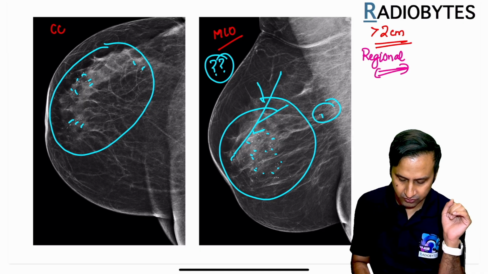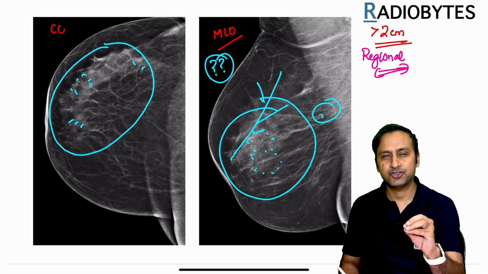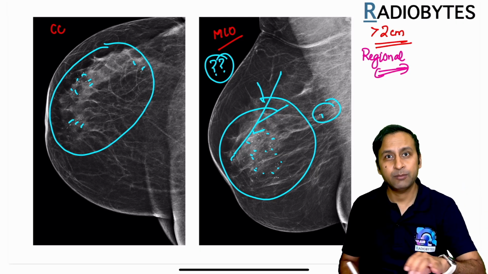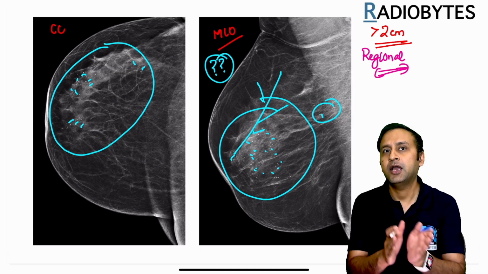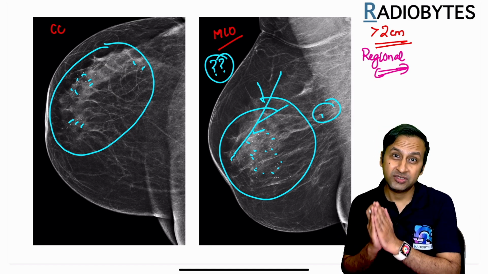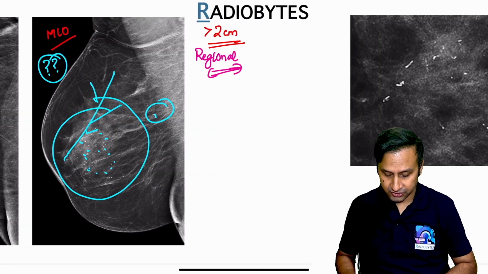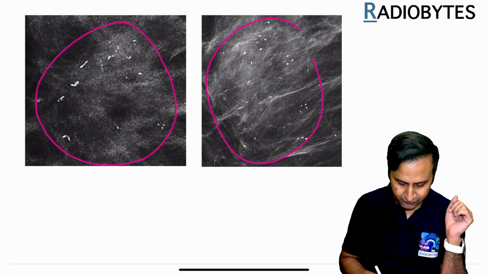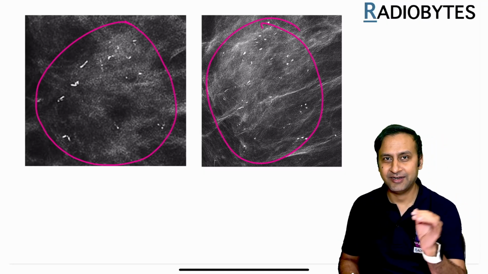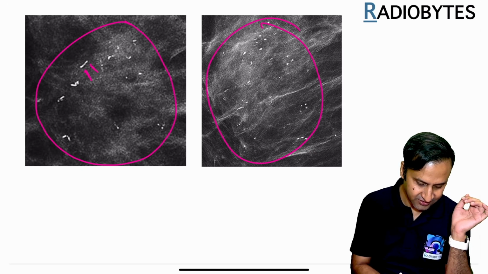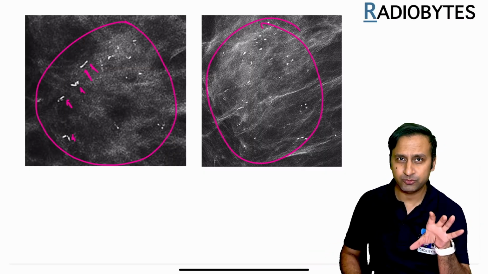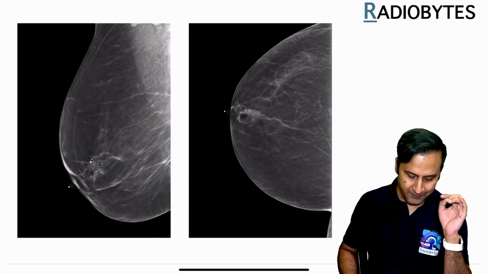We gave a name to this also. When you have calcifications which are distributed over a large area of the breast parenchyma, not the entire breast parenchyma, but definitely more than 2 centimeters, these are called regional calcifications. Now, this is just a magnified view. Look at the nature of these calcifications, which we'll be discussing later on. This doesn't look like a malignant calcification to me anyhow. The morphology we'll be talking about later on, but distribution wise, it is definitely a benign calcification.